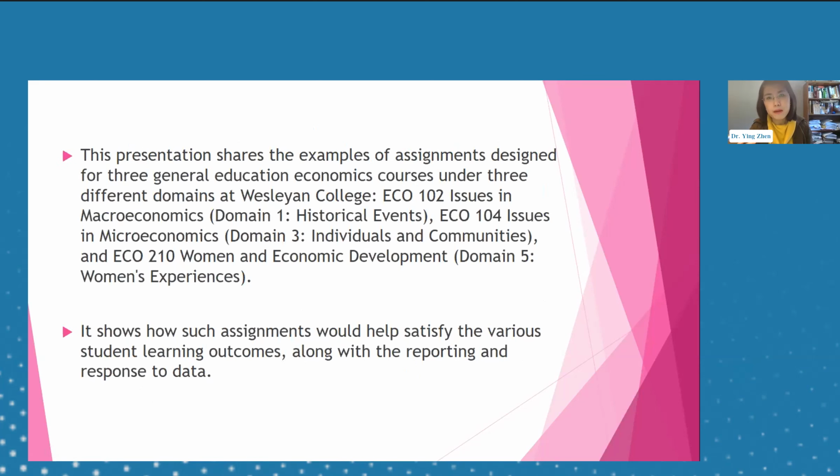Since its domain has been changed, the assignments may have to be adjusted to satisfy the different student learning outcomes.